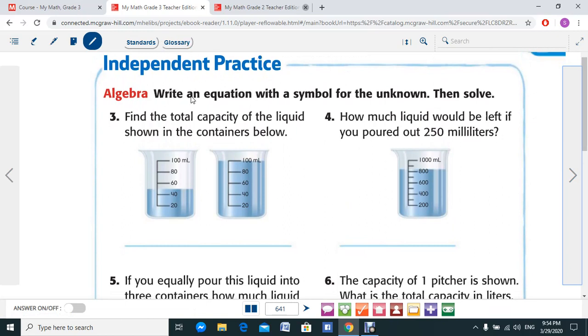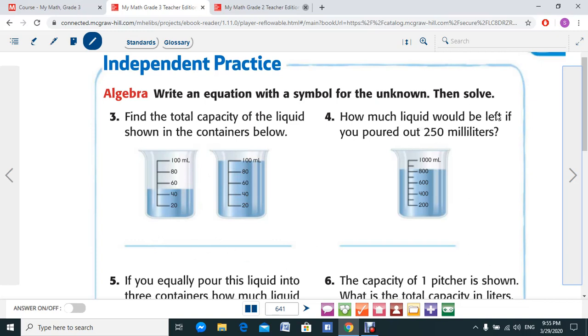So the same, we're going to write an equation with a symbol for the unknown. Find the total capacity of liquid shown in the containers below. We have 2 containers. One of them has about 50 milliliters, the other has 100 milliliters. So we will add 50 plus 100 and we will find the answer.